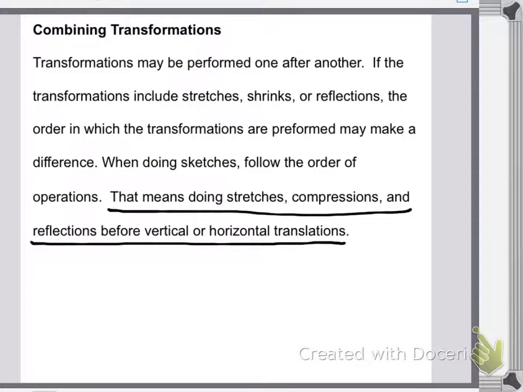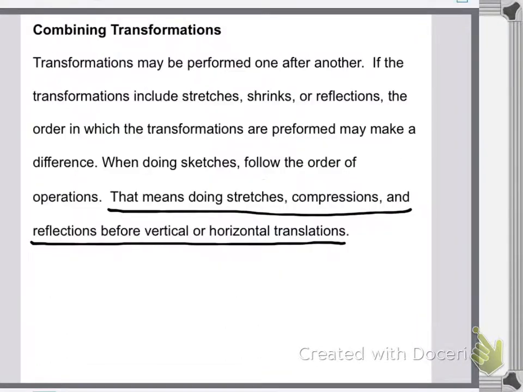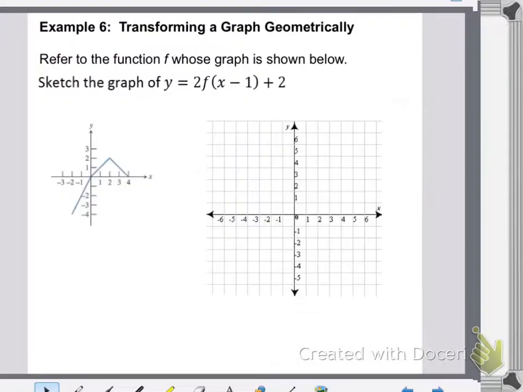Alright, I want to go back to this slide. What I underlined here: when you're dealing with equations it's easy, you just go in the order that it tells you. But when you're dealing with graphs, like this example right here, what you want to do is you do stretches, compressions, and reflections first, then do the translations. So here we have a vertical stretch of 2. So that means that this point right here gets doubled. Okay. So now this graph goes up here. So we've stretched it out by 2.